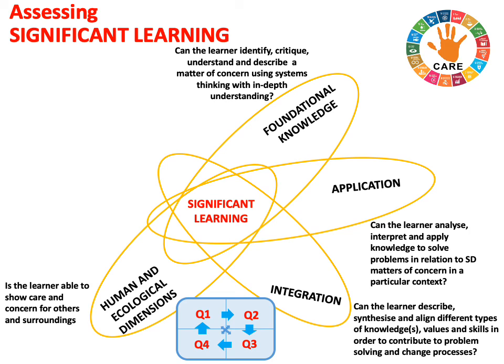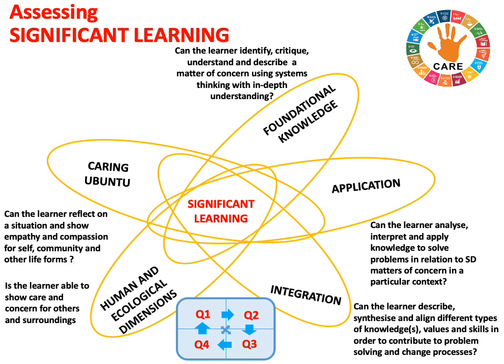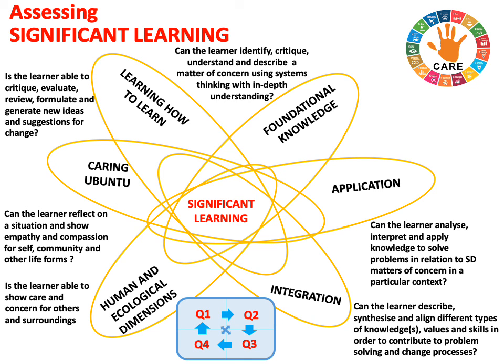Then, is the learner able to show care and concern for others and their surroundings? Here's the idea of human and ecological dimensions of empathy, which feeds into the idea of caring. Can the learner reflect on a situation and show empathy and compassion for self, community, and other life forms? And then learning how to learn: is the learner able to critique, evaluate, review, formulate, and generate new ideas and suggestions for change?